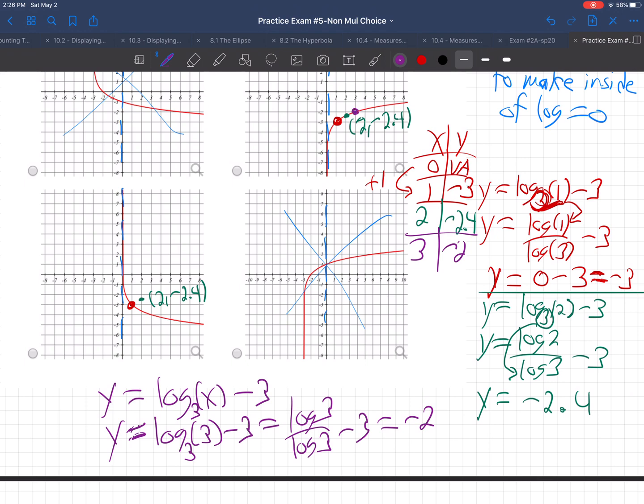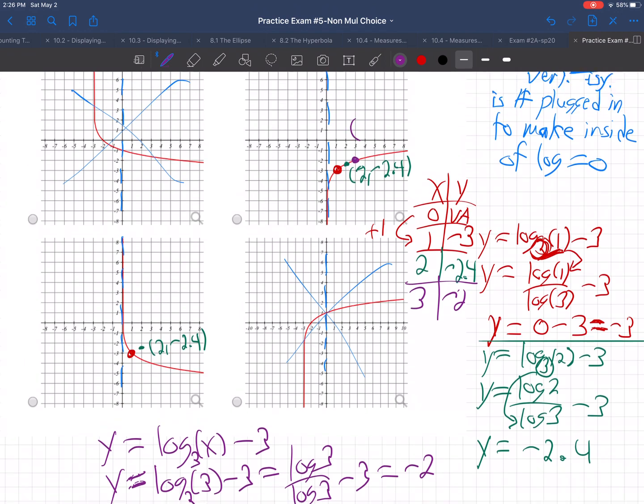Over 3 down 2. Perfect. See how that one's hitting perfect? Over 3, down 2. Whereas this one is not hitting it. There's over 3, down 2. So this one's out. This one's the right answer. It has those points on the graph.